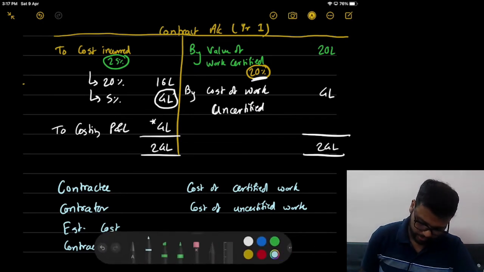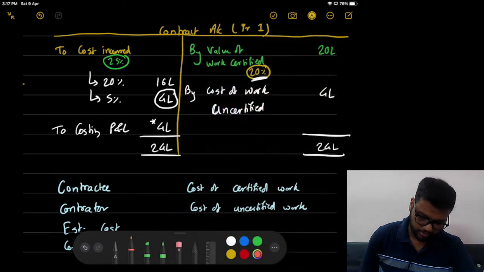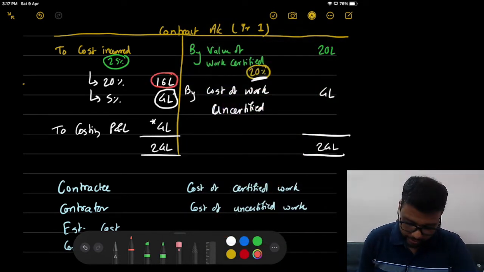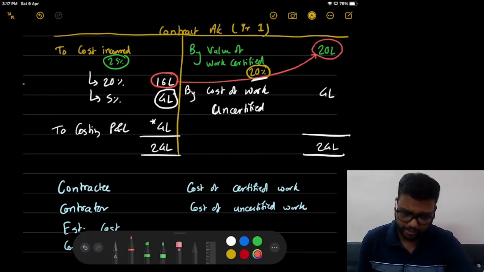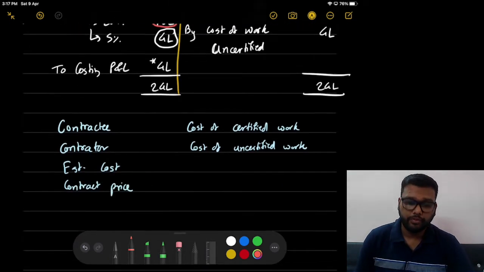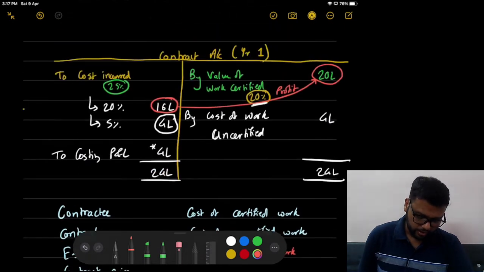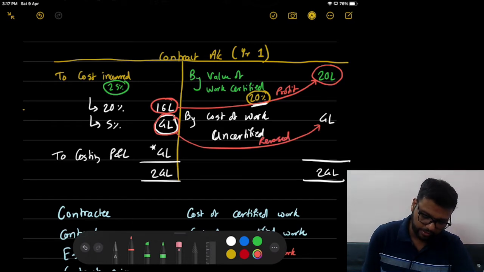For certified work, understand carefully. We showed its value on the credit side, that is revenue, so that we got profit. Is it correct? Yes, sir. So we have seen value of certified work. And for uncertified work, we just reversed its cost so that the effect was 0. Is it correct?